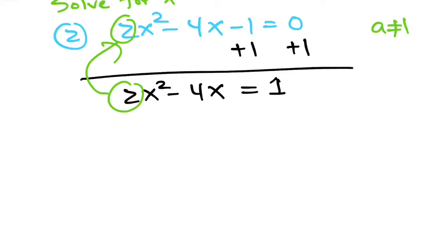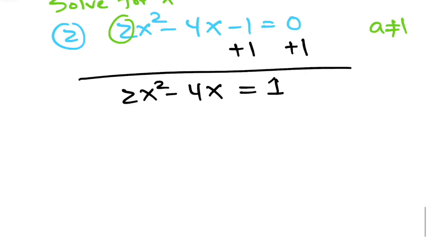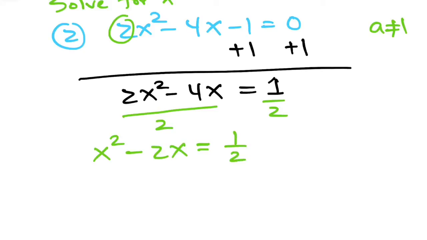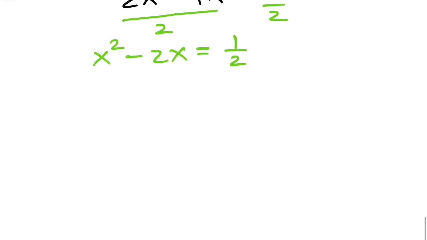So that means somehow we need to make this 2 a 1. Now the question is, how can we get rid of this 2? Well, the easiest way to get rid of this 2 is just dividing both sides by 2, and that's exactly what we are going to do. So that's going to give us x squared minus 2x equal to half. Okay, now it looks good.